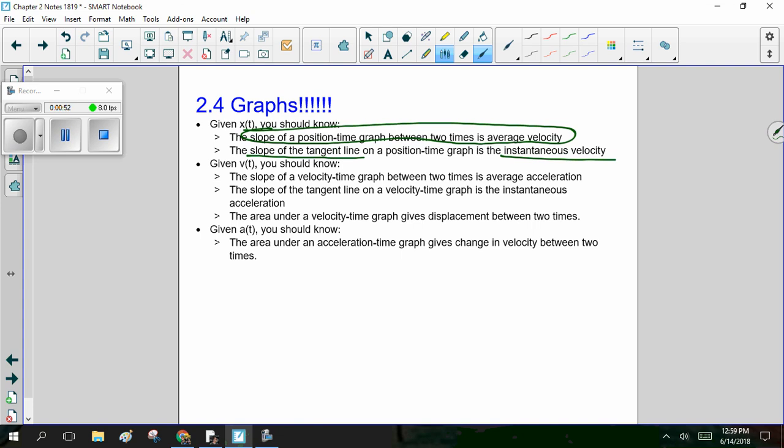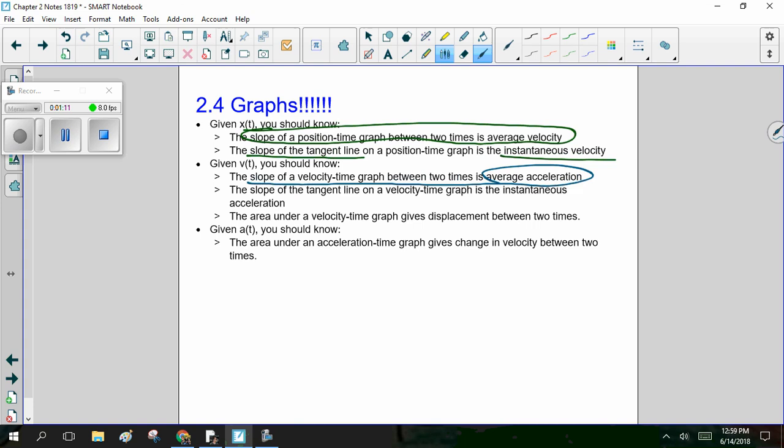Similarly, for a velocity time graph, the slope gives you acceleration or average acceleration. If you find the straight line slope between two points, it gives you the average acceleration. If you find the instantaneous slope, the slope of the tangent line, that gives you the instantaneous acceleration.